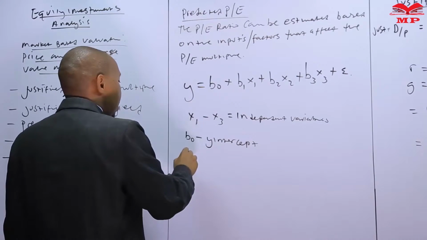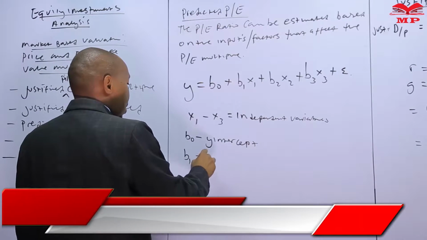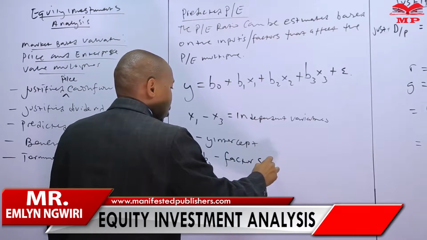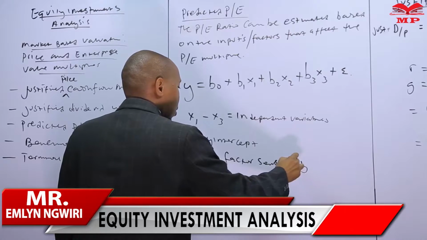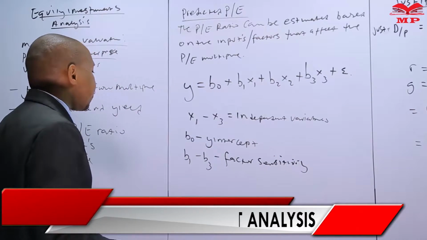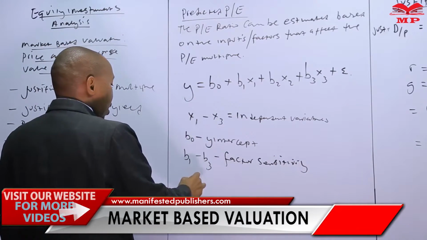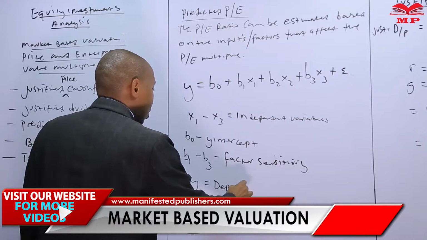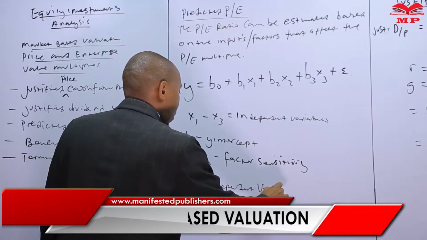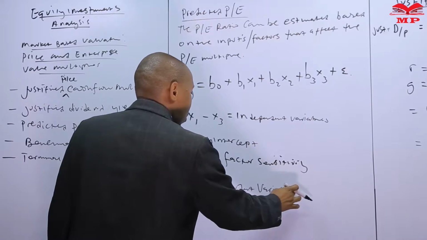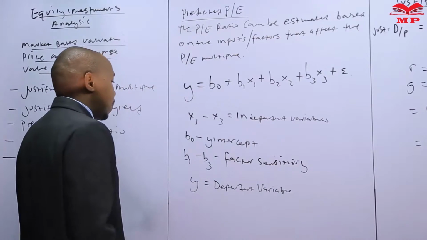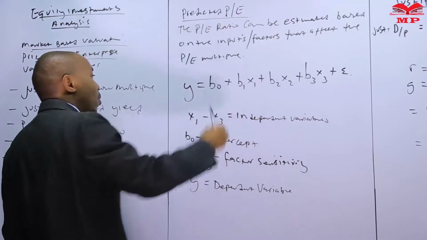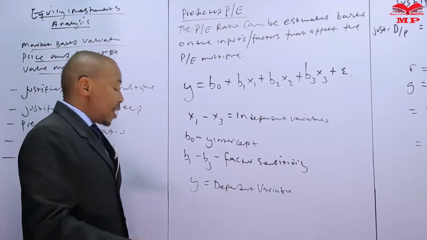There, and then B1 to B3 factor sensitivity. So Y now represents the dependent variable. These ones, X1, X2, and X3, are the ones that influence Y. You can see that equation there.